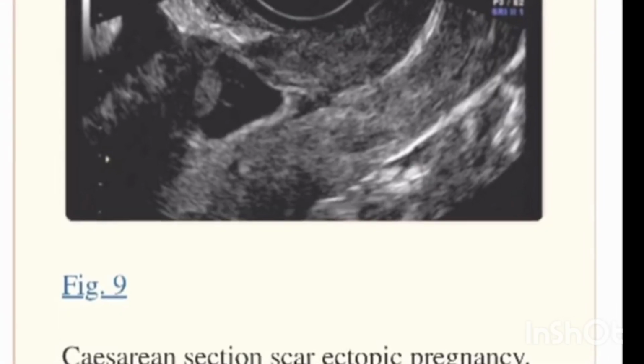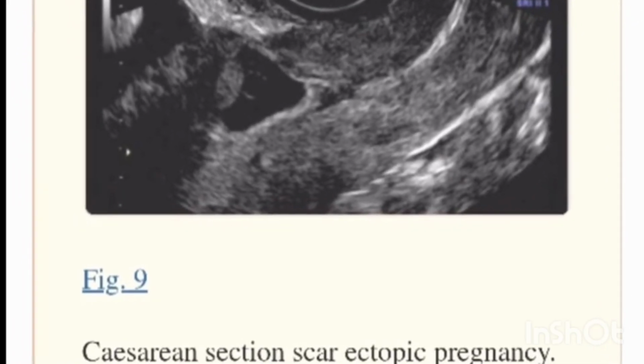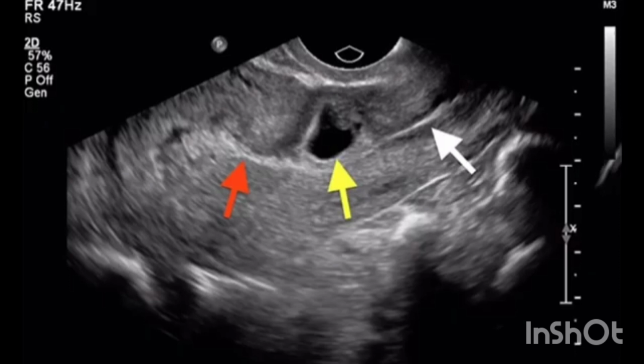4. Caesarean section scar ectopic pregnancy. Caesarean section scar ectopic pregnancy seems to be diagnosed more than ever. Ultrasound diagnosis is based upon an empty endometrial cavity, and the gestational sac is located in the lower anterior myometrium at the level of the previous caesarean scar. As with the cervical pregnancies, the sliding sign is absent.